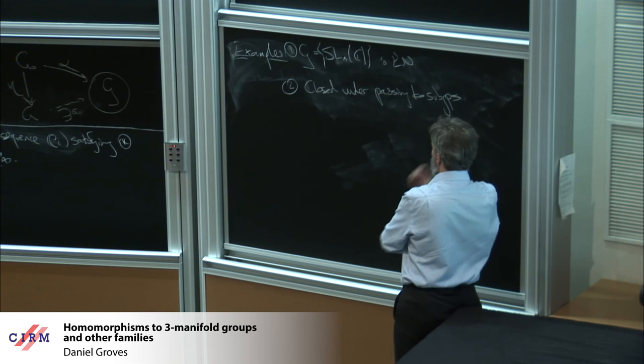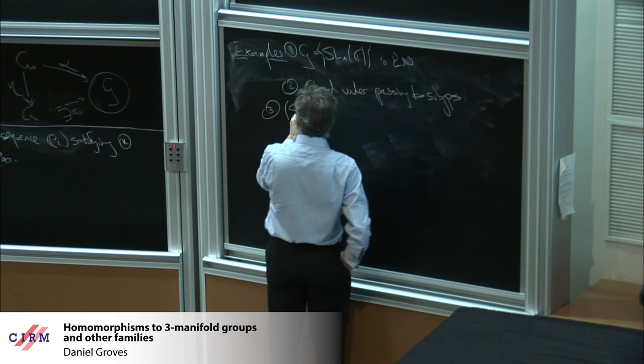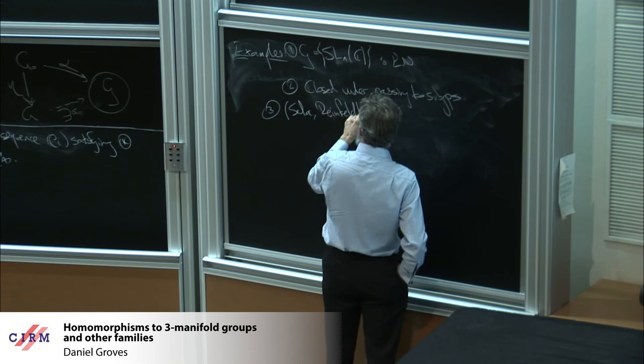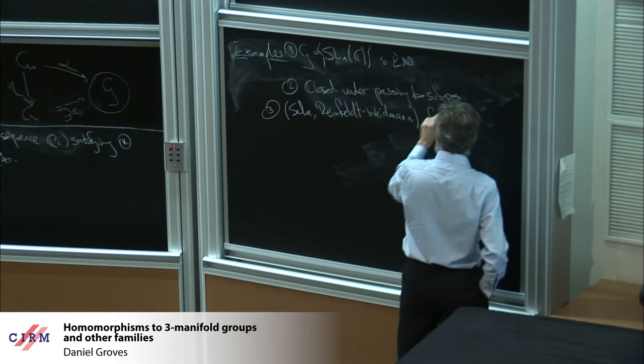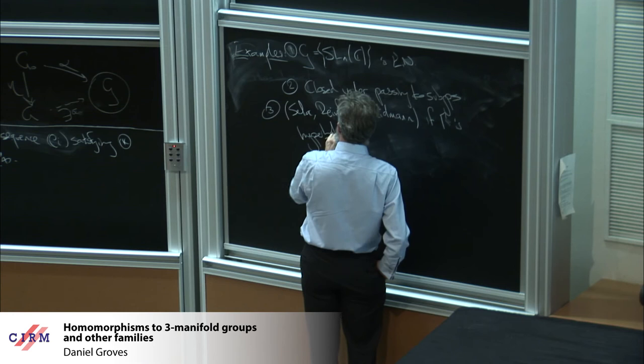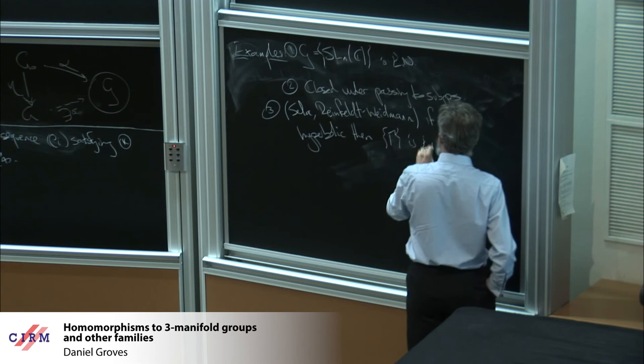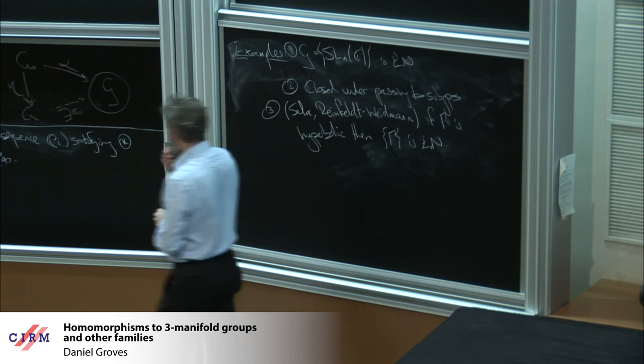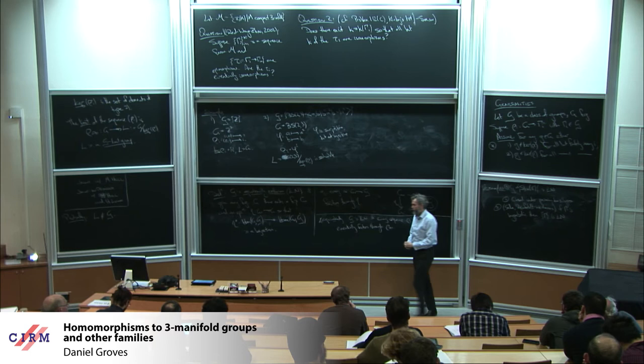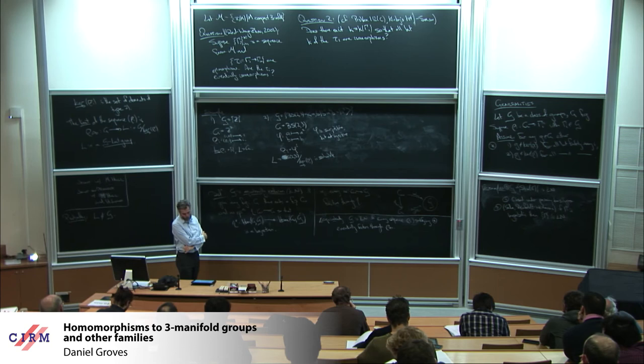So three, this is due to Sela in the torsion-free case and Reinfeldt and Weidmann in the case with torsion. If gamma is hyperbolic, then the class consisting of the single group gamma is equationally Noetherian. So here, of course, there are nonlinear hyperbolic groups, so you have to do something else. And indeed, Sela does something else, and then Reinfeldt and Weidmann do something similar but harder than what Sela does, to include torsion. Okay, so those are examples.